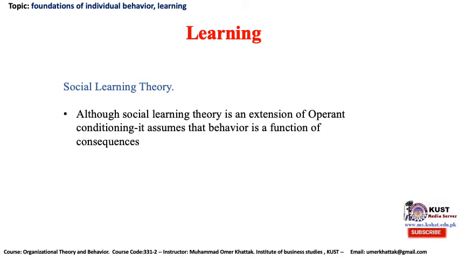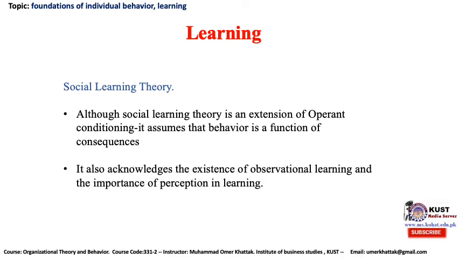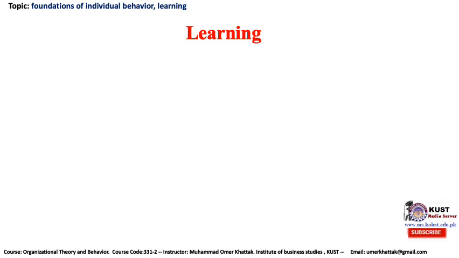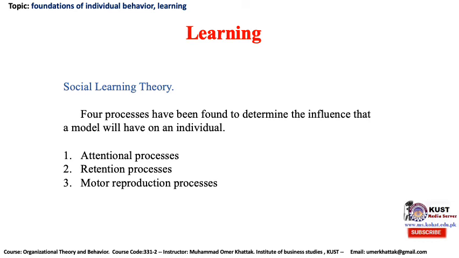Although social learning theory is an extension of operant conditioning, it assumes that behavior is a function of consequences. It also acknowledges the existence of observational learning and the importance of perception in learning. Four processes have been found to determine the influence that a model will have on an individual: attentional processes, retention processes, motor reproduction processes, and reinforcement processes.